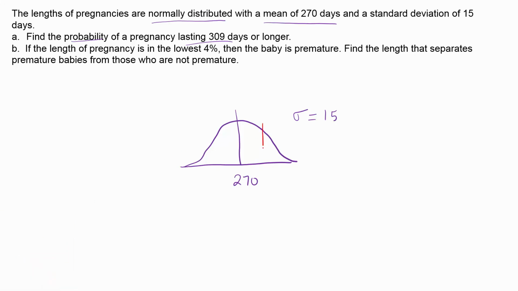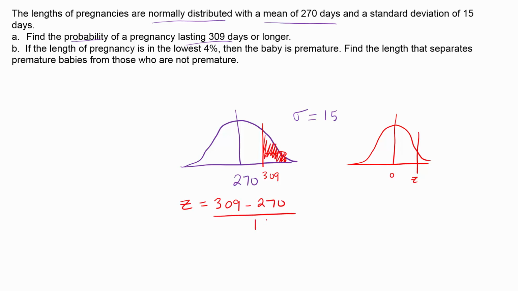So that means I'm over here, 309 days or longer. So I need to find this probability. I know how to do that. That's my z-table. So basically what I'm doing is I'm standardizing my mean to 0, and I'm trying to figure out this z-value. Well, I have my formula, z equals my x value minus the mean divided by the standard deviation. Plug that in your calculator and I get 2.6.